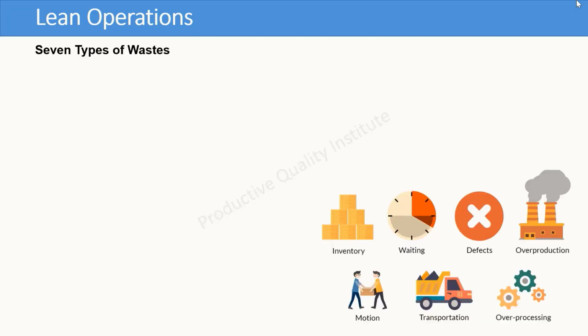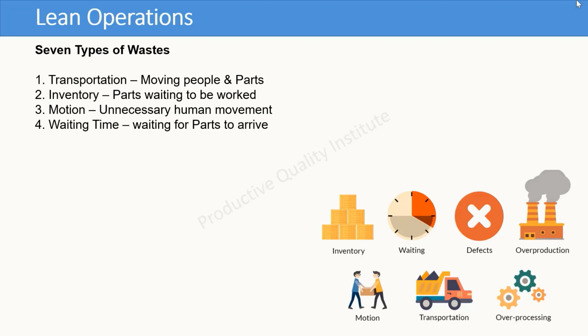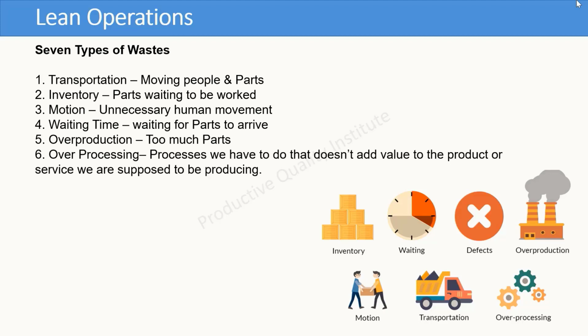There are the famous 7 types of waste in the lean philosophy, which should be reduced as much as possible. Transportation: moving people and parts. Inventory: parts waiting to be worked. Motion: unnecessary human movement. Waiting time: waiting for parts to arrive. Overproduction: too many parts produced. Overprocessing: a process we have to do that doesn't add value to the product or service we are supposed to be producing. Defects: parts which are not right and need fixing.